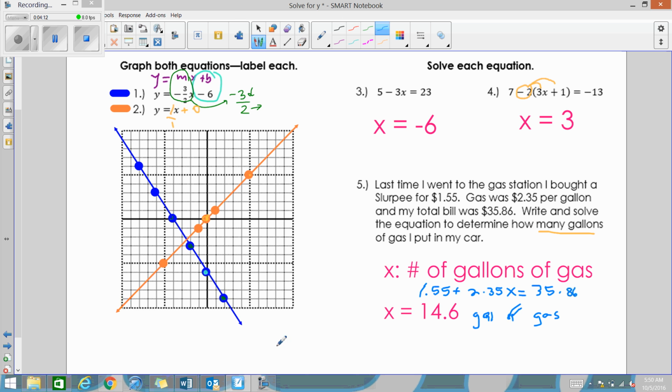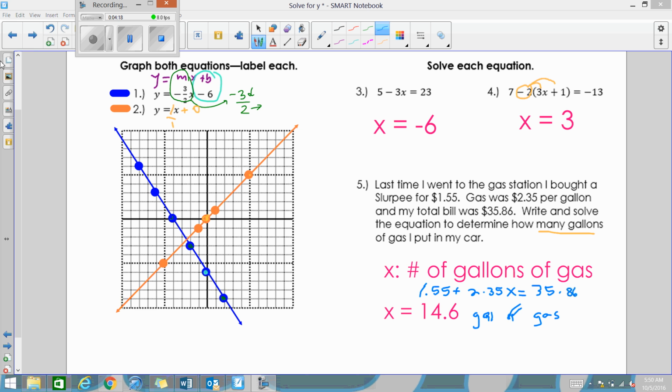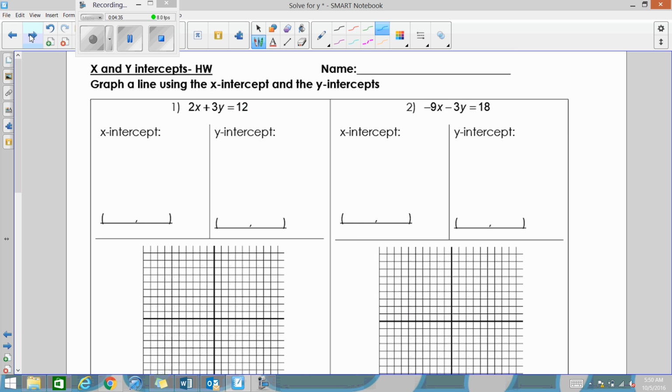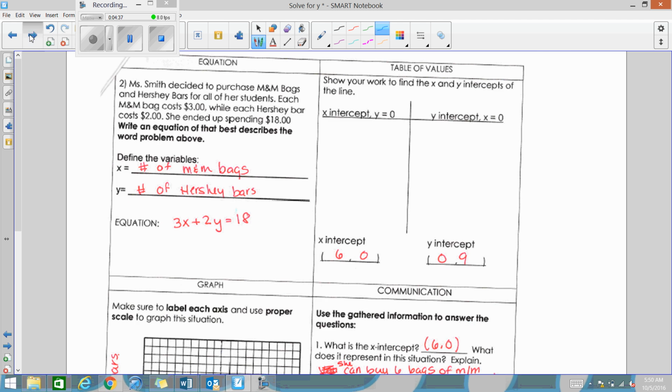All right, so that's your warm-up. Your homework is on Google Classroom, so you can check those answers there. You're going to want to do that. Just make sure that you graph the x and y intercepts correctly. In class, we seemed like we were getting it, but make sure you check your answers. All right, there are the homework answers.